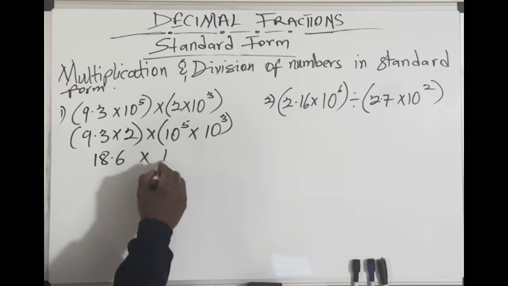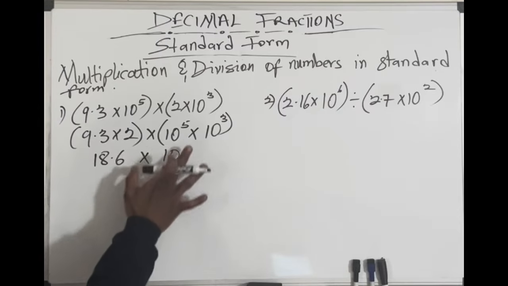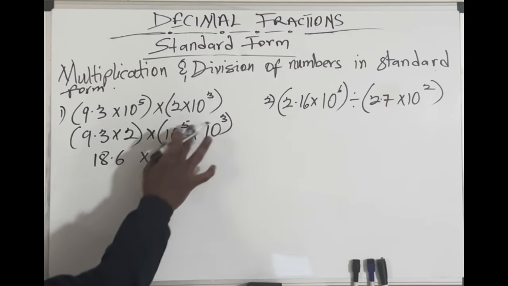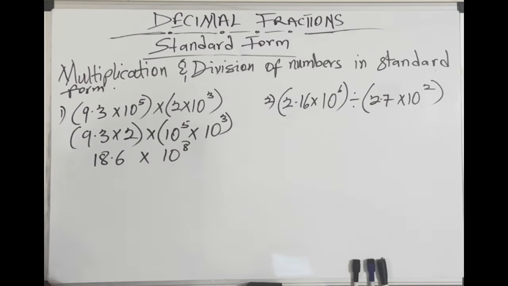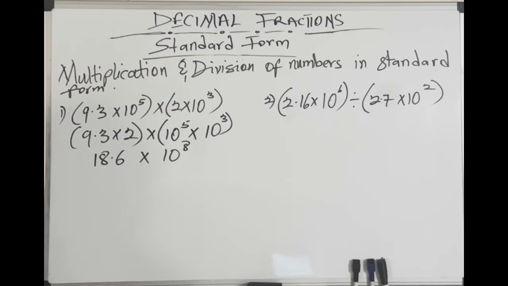Times 10. Multiplication, we add the powers, okay. Division, we subtract. Let's remember that. So we are adding 5 and then 3, we get 8. That is not the final answer. Let's apply the laws of indices. I will go over the indices, and then if you've forgotten about indices, you'll be able to remember everything again.